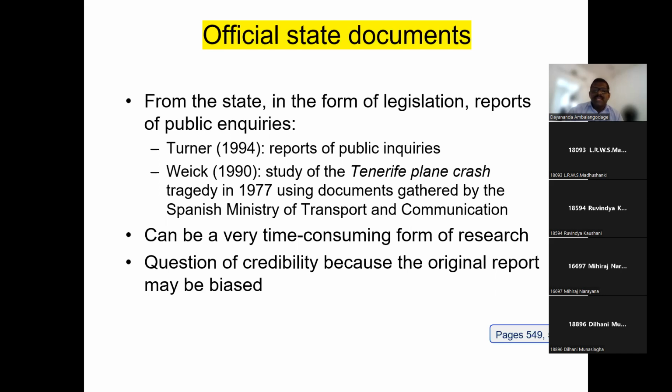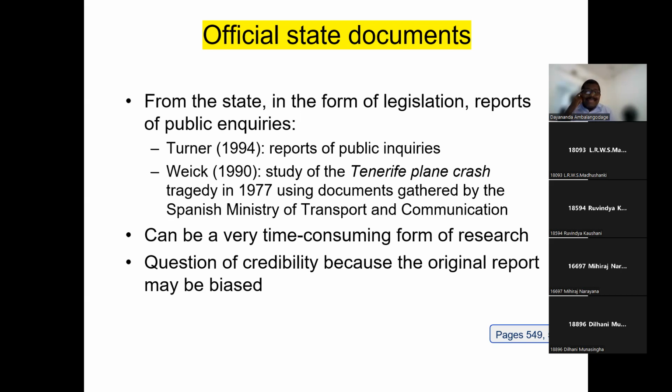If it is a plane crash, documents given in this example can make the research very time consuming, and they raise questions of credibility because the original reports may be biased. When you look at certain cases, certain documents may be officially biased. So you have to be careful when using certain state or public sector documents, because they have the power, so they can create a document in such a way.